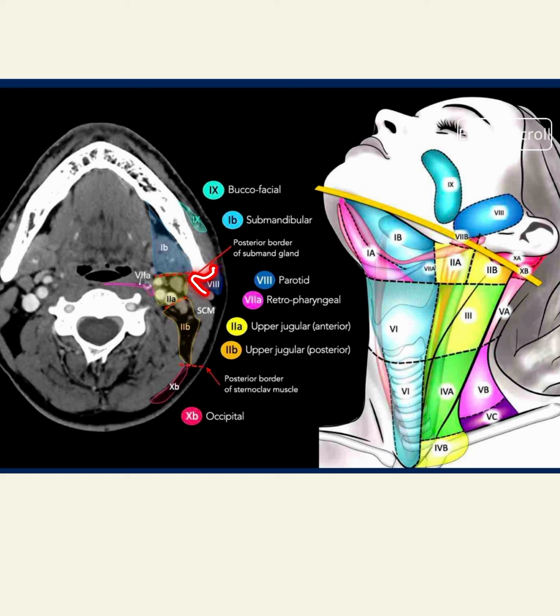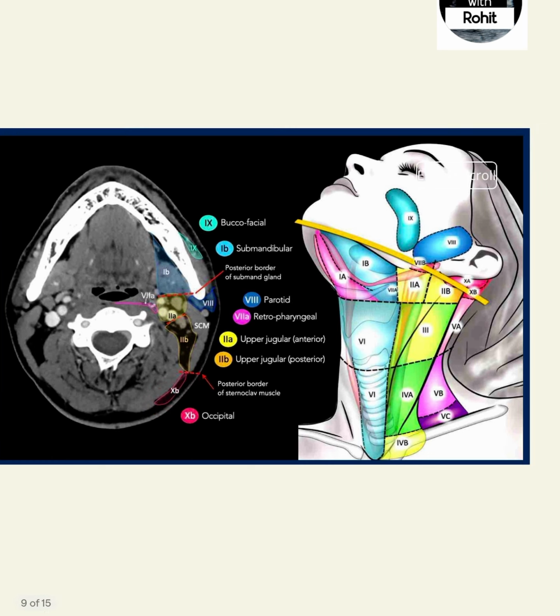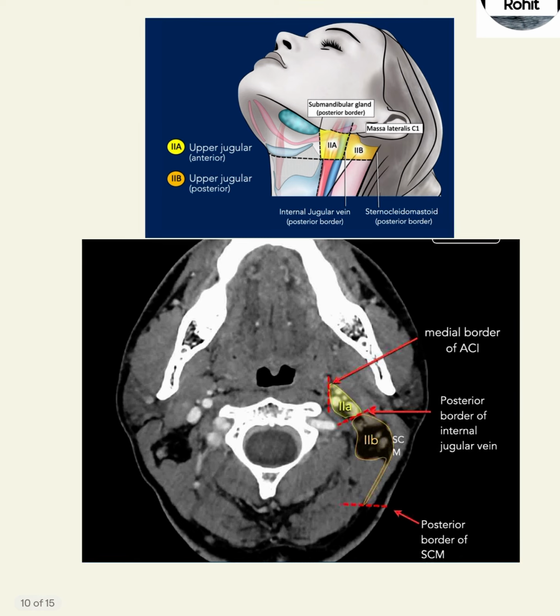This is our parotid space, which is given level 8. This is our submandibular level 1B. This is our pharynx, and this is the retropharyngeal or parapharyngeal space, given level 7A. This is the buccofacial space, given the name 9. This is our occipital space, given the name 10B. Again, we see here the posterior border of the internal jugular vein. So anterior to the internal jugular vein is level 2A and this is level 2B.